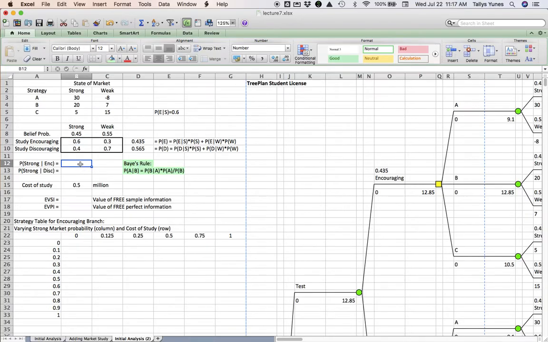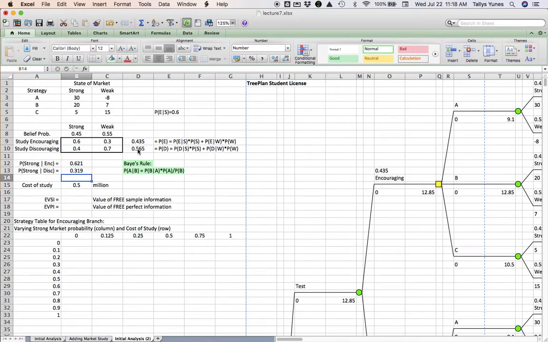But the flipping is done by this formula. So the probability of strong given encouraging is the probability of encouraging given strong times the probability of strong divided by the probability of encouraging. And this is just me following this formula here. Okay? And the probability of strong given discouraging is the probability of discouraging given strong times the probability of strong divided by the probability of discouraging.